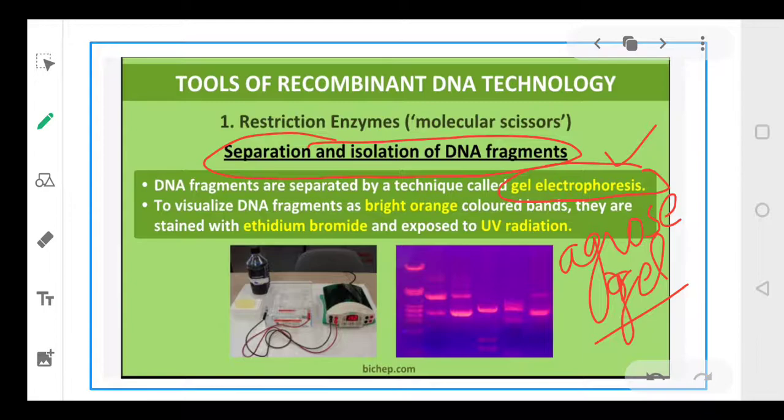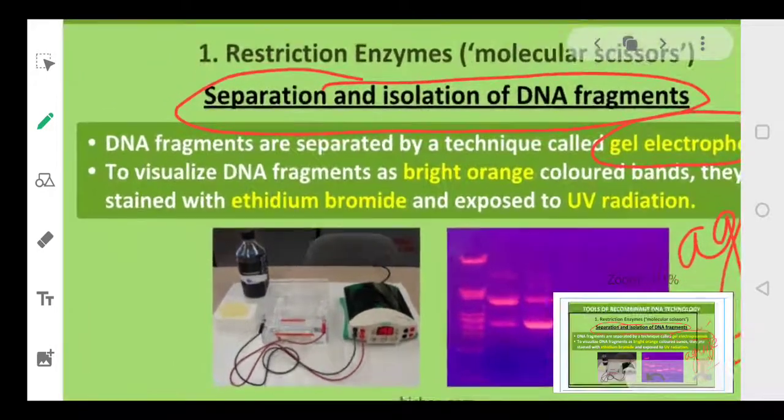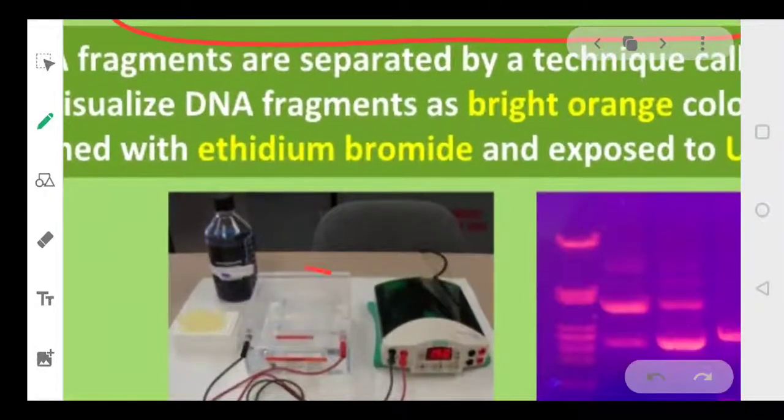So the smaller the fragment, the further it will move. The fragments which are smaller will come to the bottom. The molecules which are larger will stay on the top. We can easily see this in the device of gel electrophoresis. Here you will be putting the gel, and the gel is agarose gel which is obtained from the seaweeds. Then we'll connect it with the battery so that we can apply the electric field. Because of the application of the electric field, the DNA will move towards the anode.